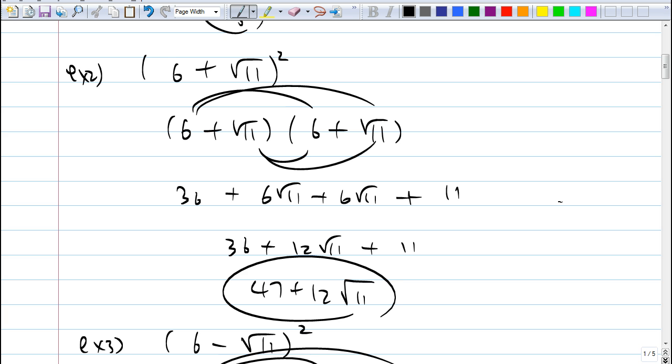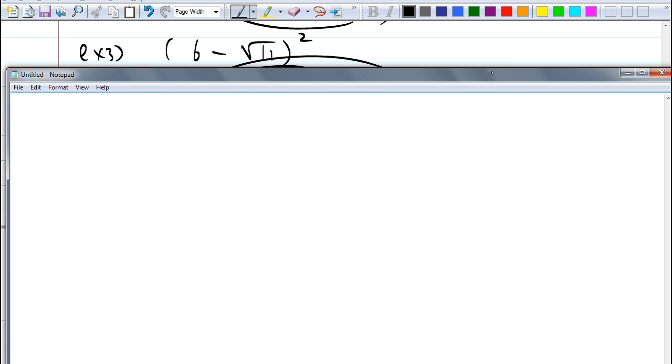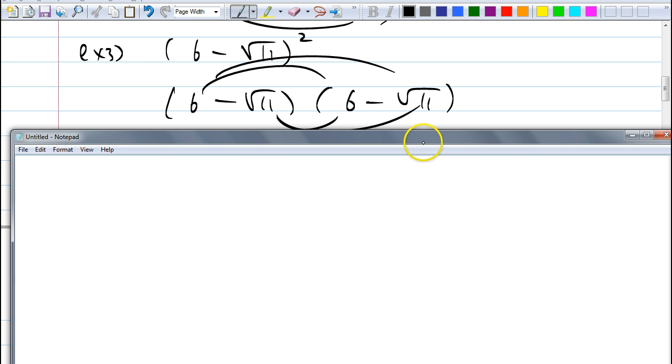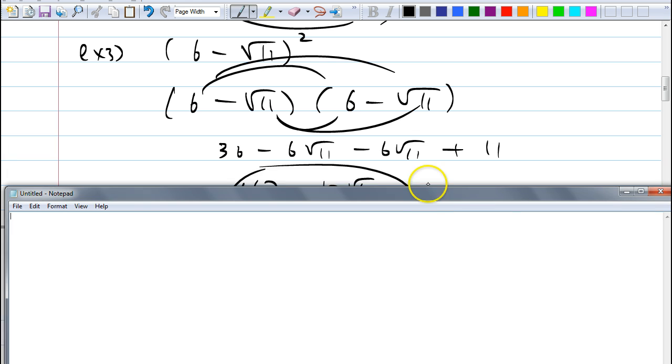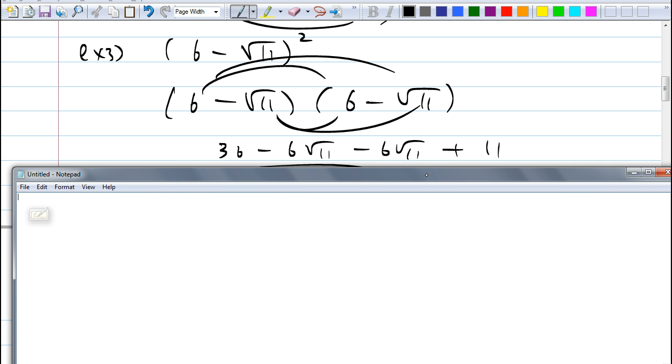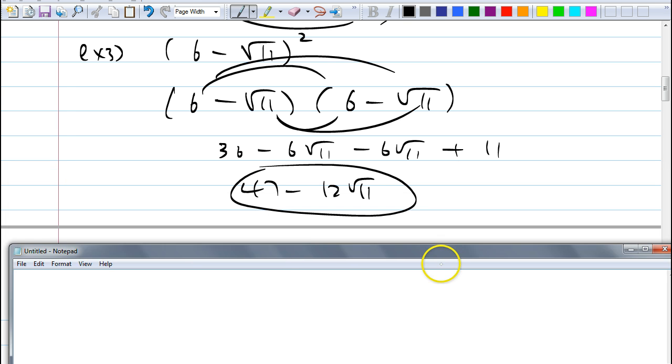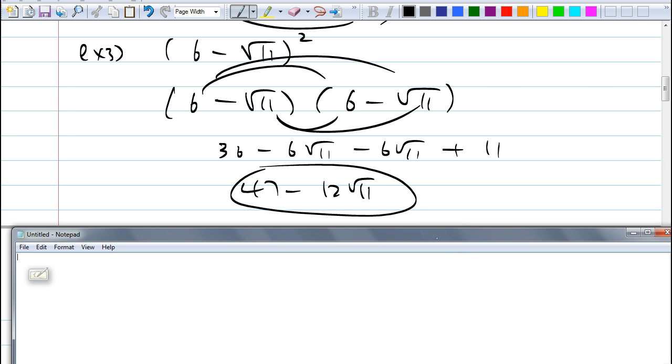Figure this out. Yeah, I'll move it up. Alright, so did you all write this as 6 minus rad 11 times 6 minus rad 11? Okay. So what did you get when you multiply this out? Did you all get this? This time it's same as before, except the middle terms are all negatives, right? How many people got the answer as 47 minus 12 rad 11?